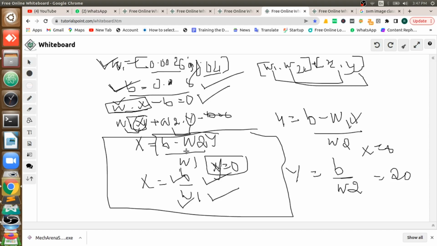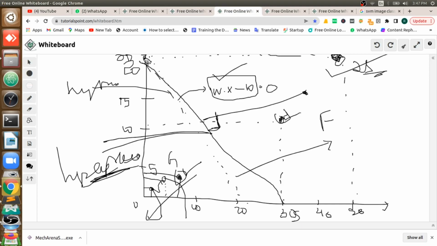Now why we are doing this is, you need to find out the intercept on the y axis and x axis, then only you can draw this line. You need to find this point. We call this the y intercept, and this we call the x intercept. You need to find these 2 points, then only you can join them and get the line.